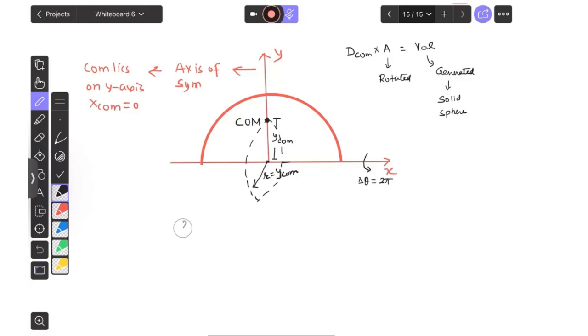The distance traveled by the center of the mass is 2 pi ycm. The area we are rotating, area of the half circle, is pi r square by 2. The volume that we generate is a solid sphere of radius r, so 4 by 3 pi r cube. So this calculation you could do in your head even, no? And you can find ycm will come 4r by 3 pi.